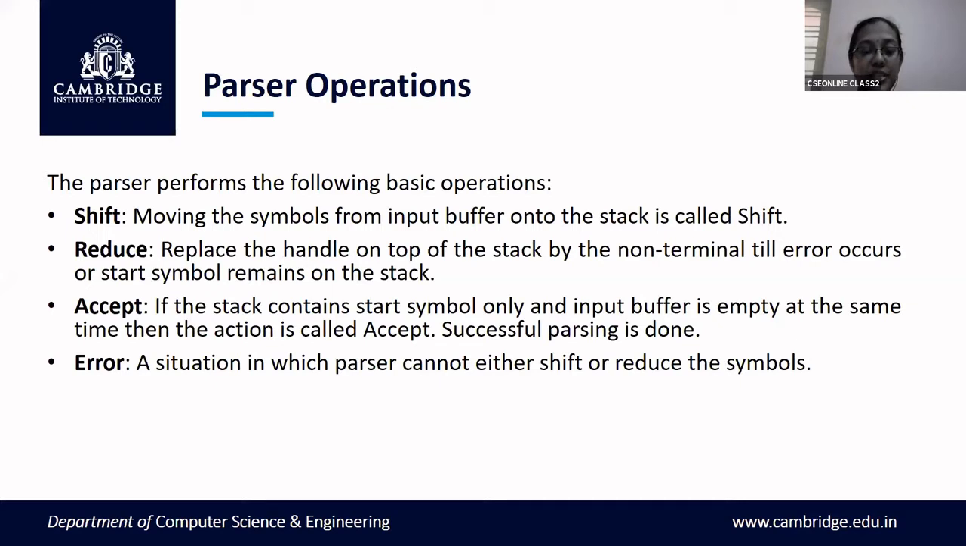Okay, shift is moving a symbol from the input buffer onto the stack top. Reducing is, if a substring matches the RHS of the production, replace it with the LHS of the production. This is called the reduce operation. And if you keep on doing shift and reduce operations, at some point of time your input buffer becomes empty and your stack top will have the start symbol. When this is the scenario, then you're done with the successful parsing, and that condition is called accept.